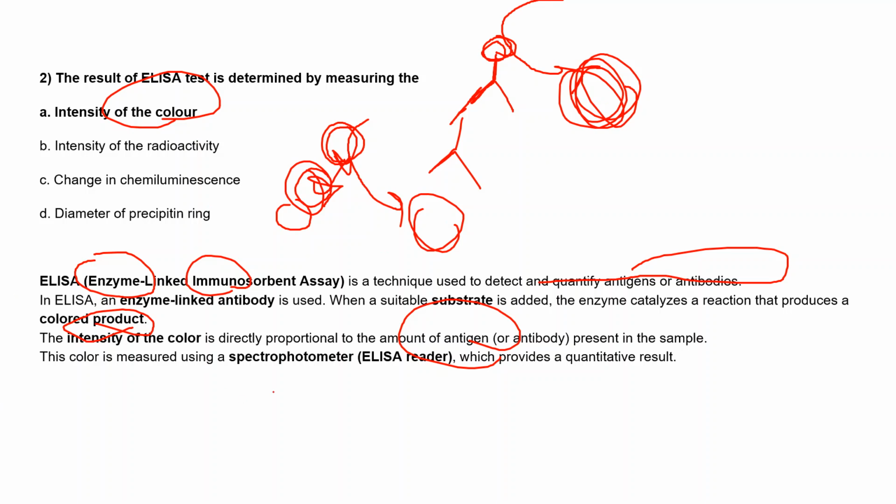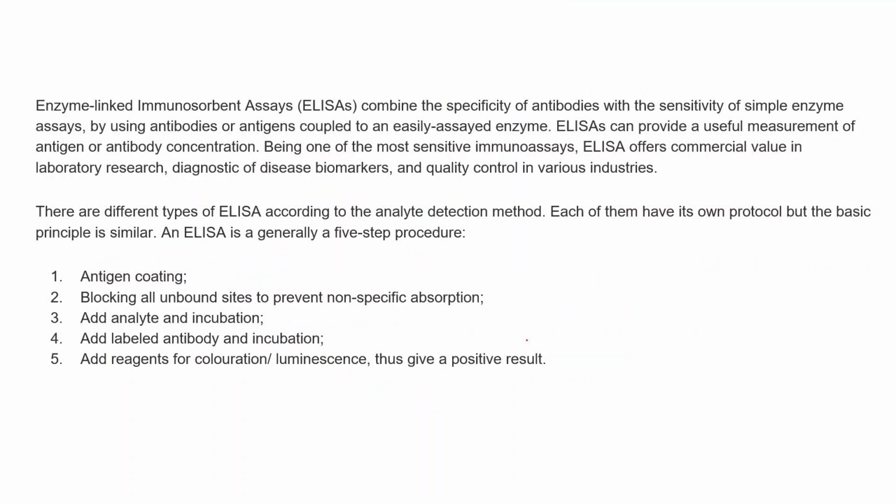Normally, this color is measured by a machine called a spectrophotometer. We call it an ELISA reader also, which provides these quantitative results. Here are some more things about this: it is a very powerful measurement tool for antigen-antibody concentration. It is a very sensitive assay, and we use it very much in laboratory research.